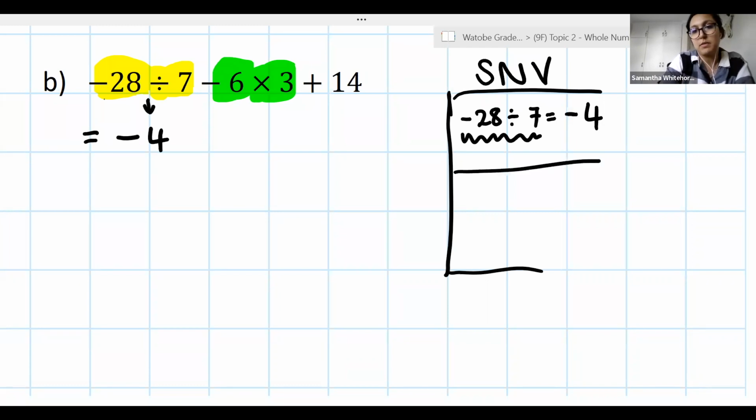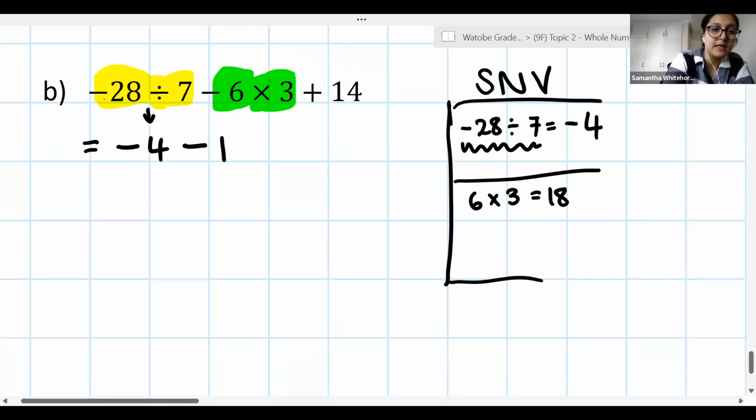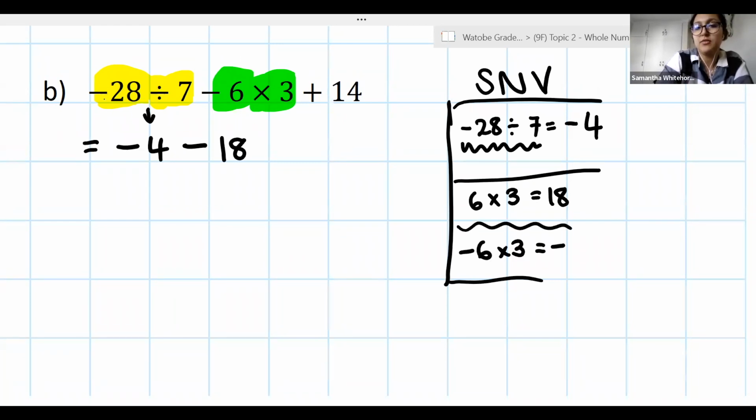Right, then I go on to the multiplication. You can include the negative if you want. If you don't include the negative, you just write it down because it's still there. So I've got 6 times 3, nice and easy, 18. So I've got minus 18. If you had included the negative, you would have had negative 6 times 3. You know that a negative times a positive is a negative. 6 times 3 is 18. So you end up with negative 18 in either case. And then we've still got the plus 14 at the end there.